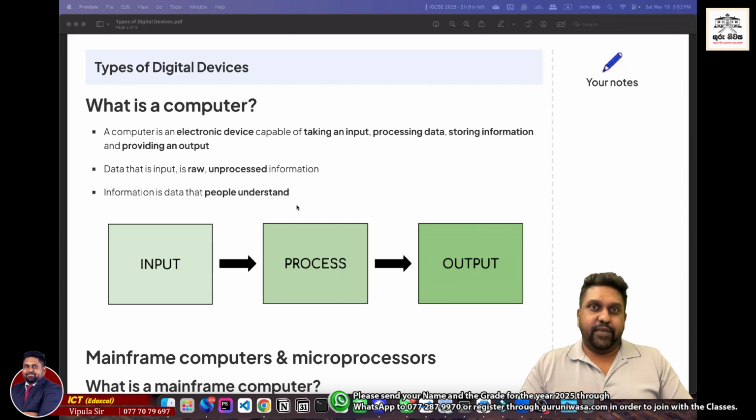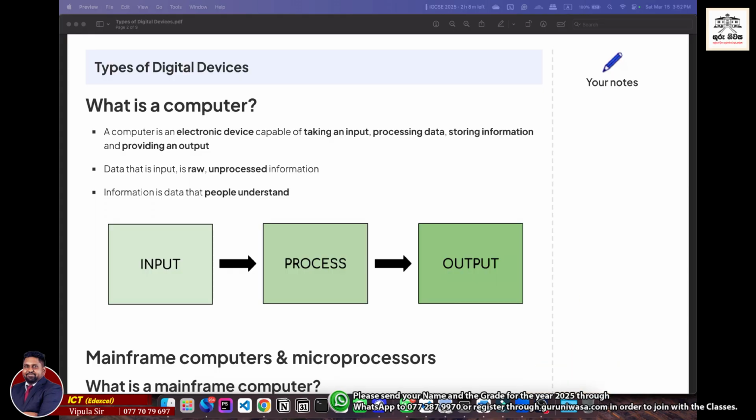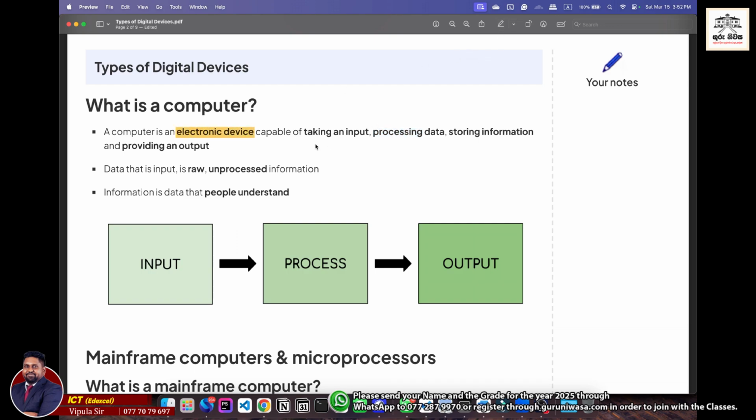So if you get the question, what is a computer, the answer is, a computer is an electronic device capable of taking an input, processing data, storing information, and providing an output. So input, process, store, and output. Okay, so please keep in mind these keywords. These keywords are really important, because these are the ones which you are required to write on the paper. So electronic device which takes input, processes data, stores information, and provides an output.